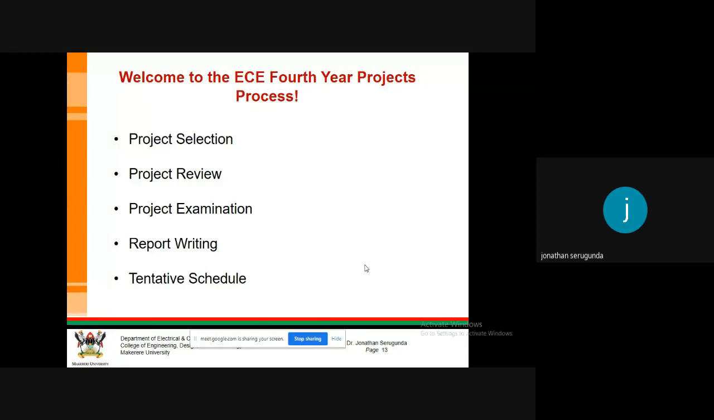So this second bit will take us through how do we select projects, how do we review our projects, how do we do the examination, report writing, and then we give a tentative schedule.